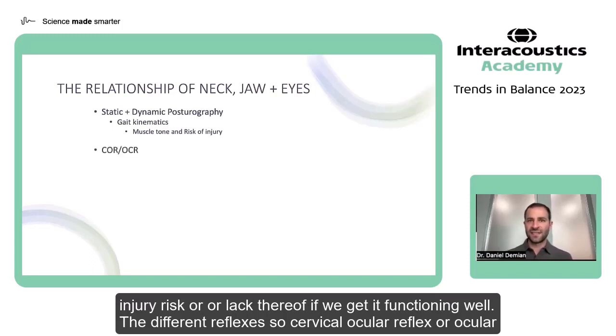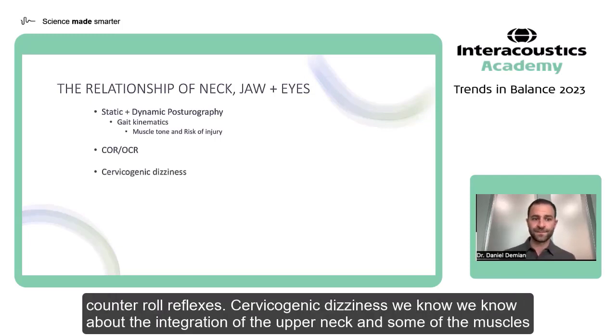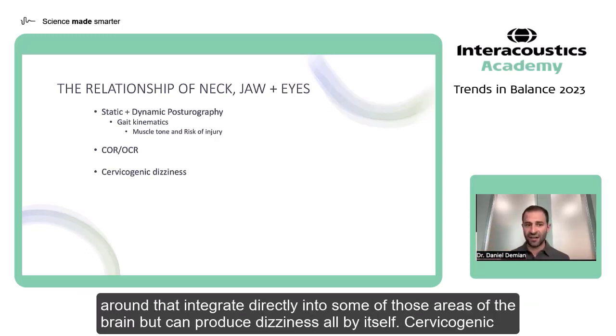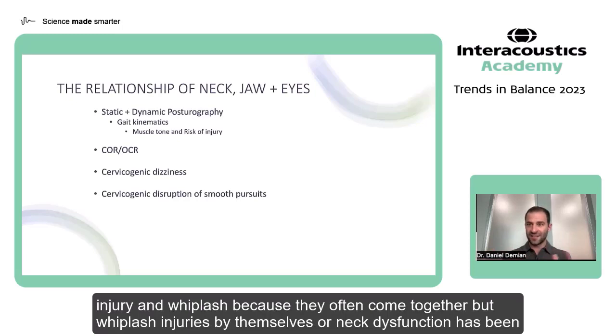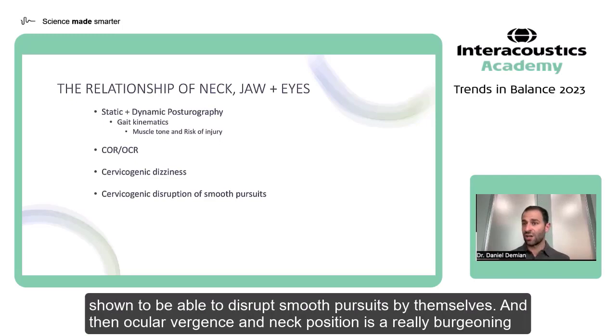The different reflexes, so cervical-ocular reflex or ocular counter-roll reflexes. Cervicogenic dizziness, we know about the integration of the upper neck and some of the muscles around that integrate directly into some of those areas of the brain, but can produce dizziness all by itself. Cervicogenic disruption of smooth pursuits has been shown in the research to be caused by whiplash injuries alone.